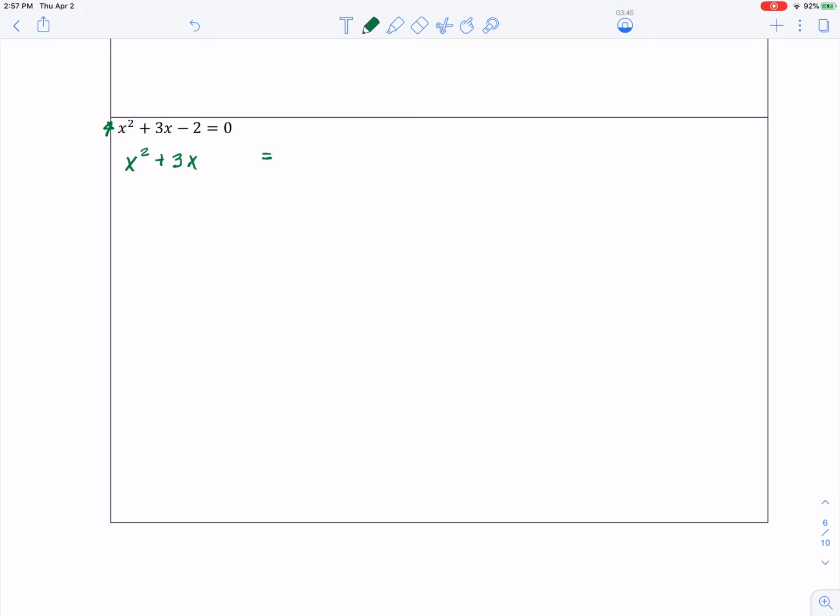Second degree and first degree on one side, constant on the other side, half of positive 3 equals positive 3 over 2. And remember, that's going to be an important number. And then taking that result, positive 3 over 2, and squaring it, we get positive 9 over 4. And that is the amount that we add to each side.